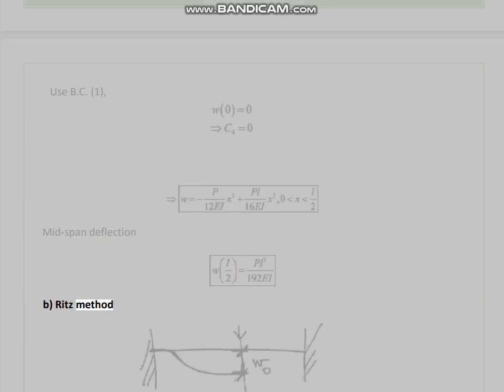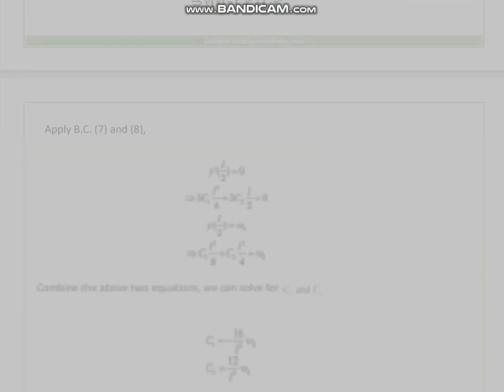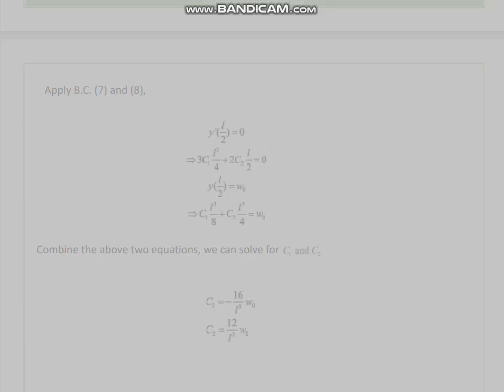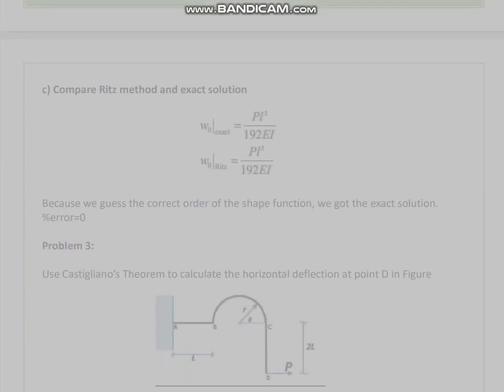B. Ritz method. Assume a shape function. Boundary conditions are: use BC 5 and 6. Apply BC 7 and 8. Combine the above two equations, we can solve for the constants. Calculate U equals W. Minimize. Finally.